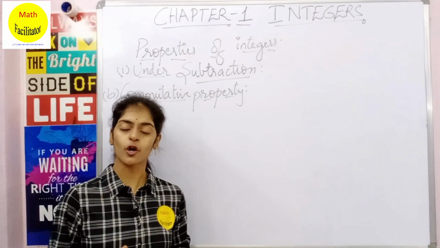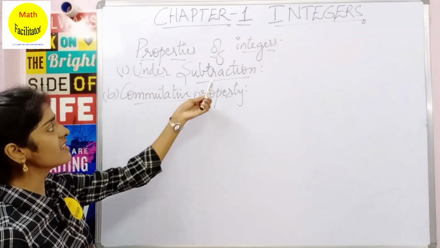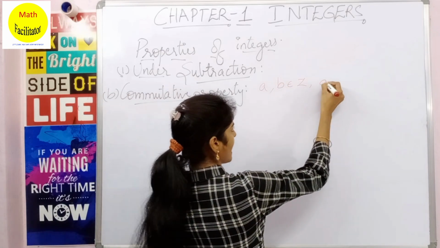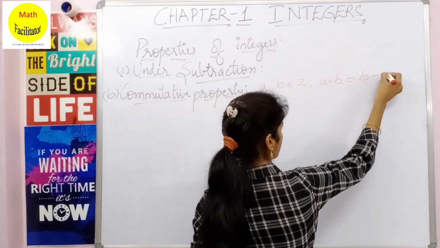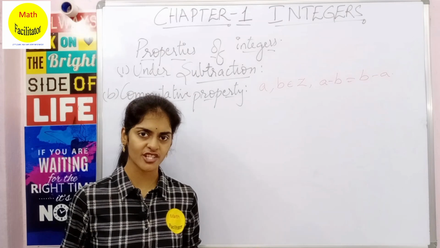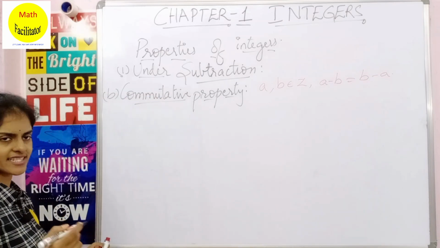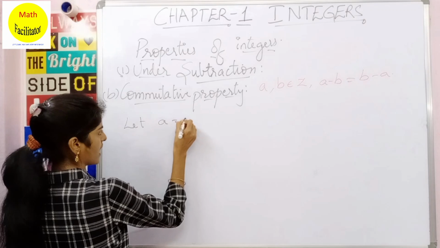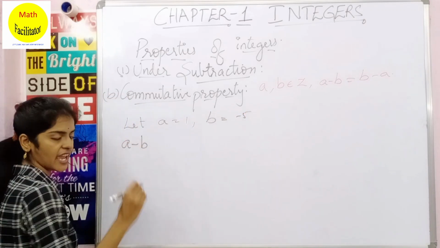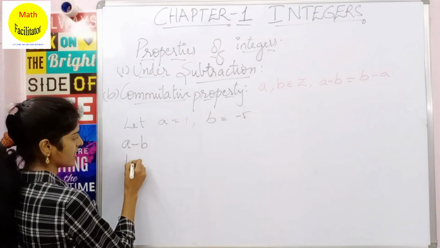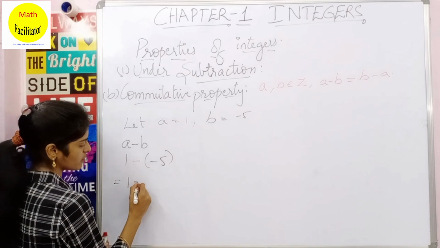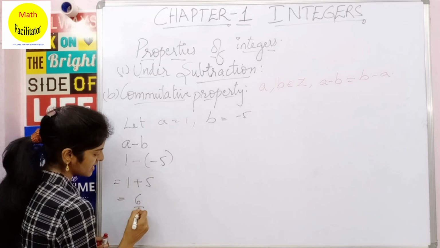Now let us talk about commutative property of integers under subtraction. So what is the condition? If a and b belong to integers, then a minus b should be equal to b minus a. That means you subtract the integers in any order, but the answer you get should be the same. Let us take some example. Let a equal to 1 and b is minus 5. What is LHS? LHS is a minus b. So a is 1 minus b is what? Minus 5. So this is 1 minus into minus plus 5. So 1 plus 5 is 6.